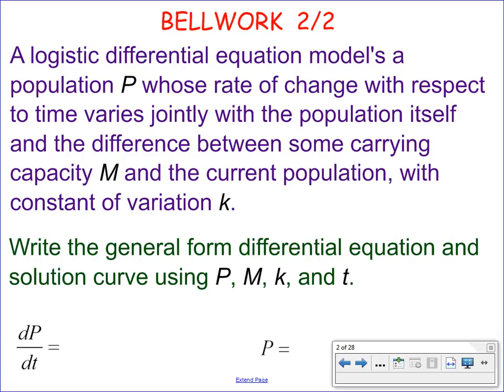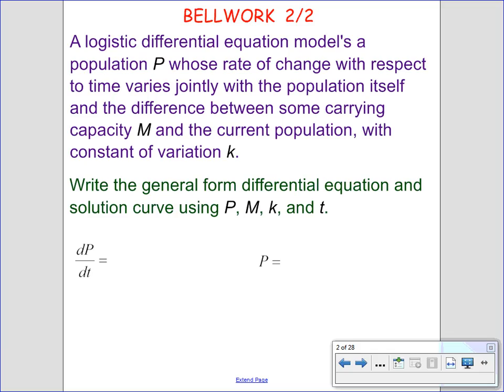So let's go ahead and translate that using M for the carrying capacity of the population, P for the population itself, and T for time with constant variation K. So what does that look like, dP/dt, as a general differential equation? Vivian? Absolutely. Raise your hand if you have the same as Vivian. K times P times the difference between M and P.